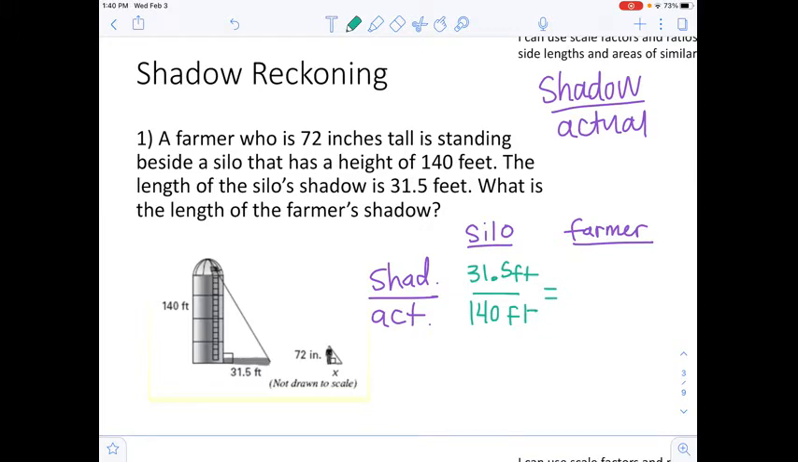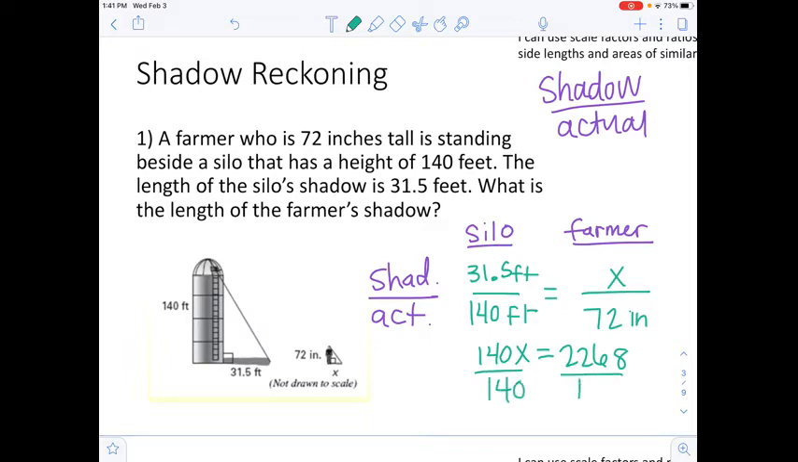we know the farmer is 72 inches tall. That's the actual height of the farmer. We don't know the shadow. So 72 inches tall over figuring out what the shadow would be, or I should say under. So we have shadow over actual equals shadow over actual. To solve this, we are going to cross multiply. 140 times x is 140x. 31.5 times 72 is 2,268.